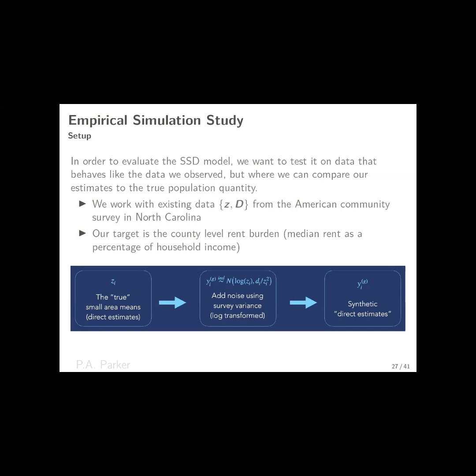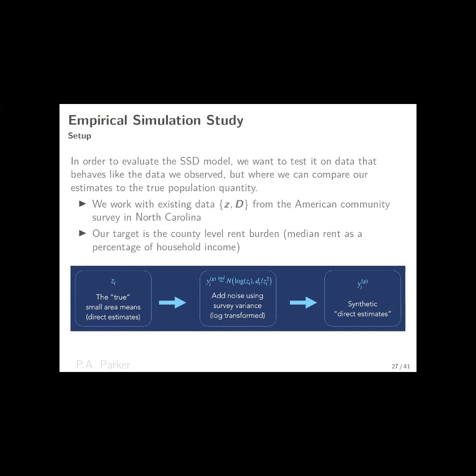So in this case, we take our existing data, Z. Z is the direct estimates from the survey. D is its sample variances. In our case, we're working specifically in North Carolina for this simulation study. Our target variable is county level rent burden, median rent burden. So that's the median rent as a percentage of household income. And we're pretending that those direct estimates are our true values, and we're adding some noise.